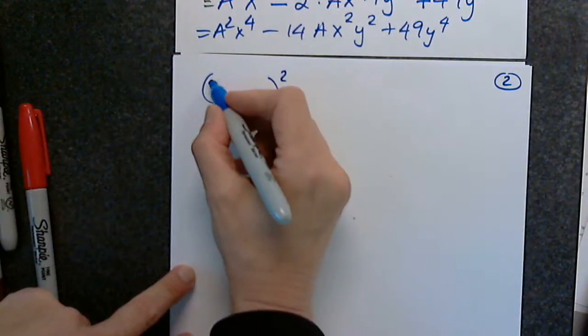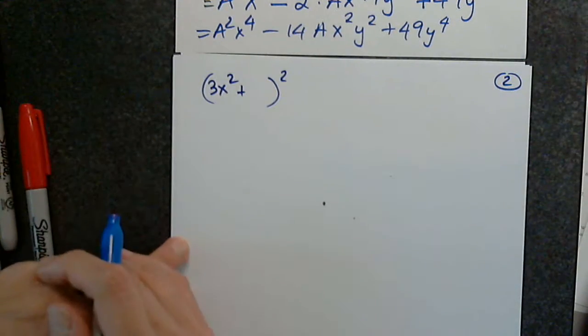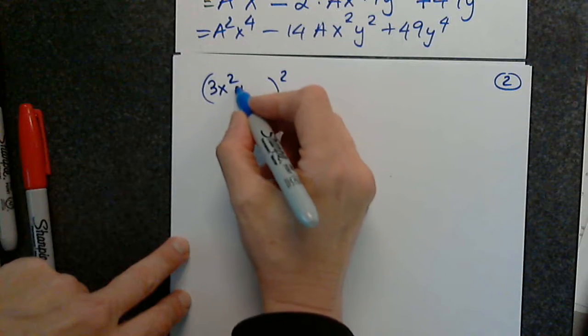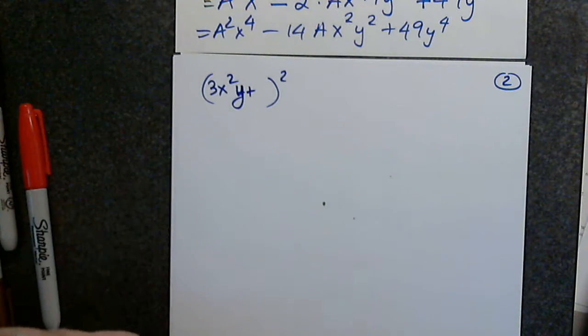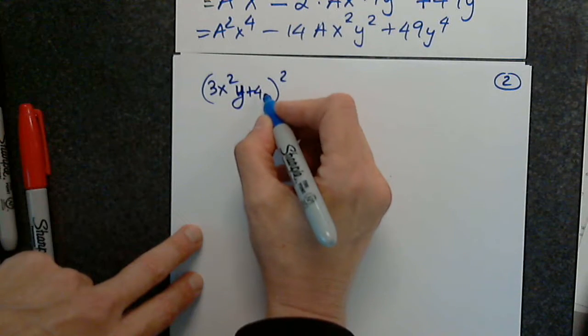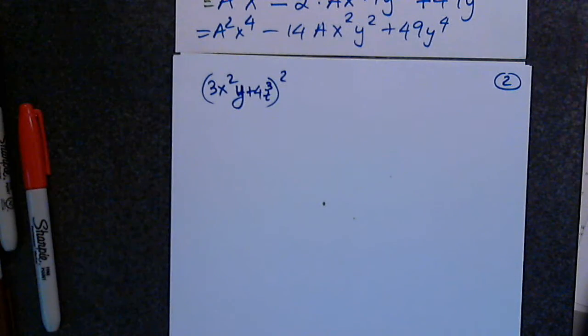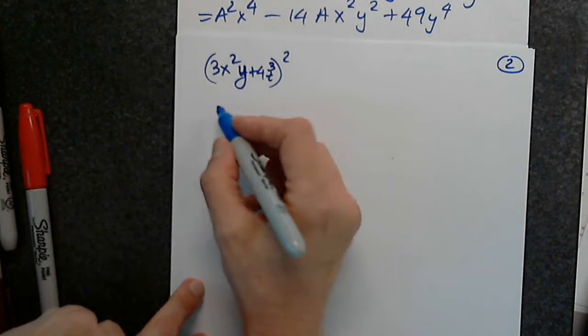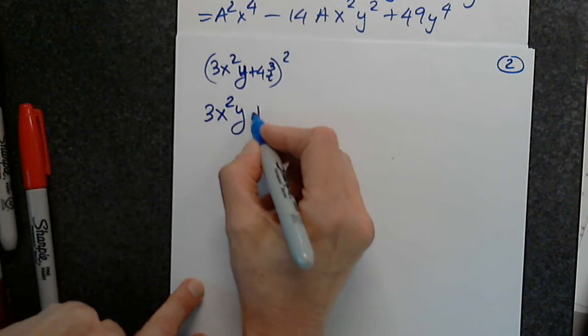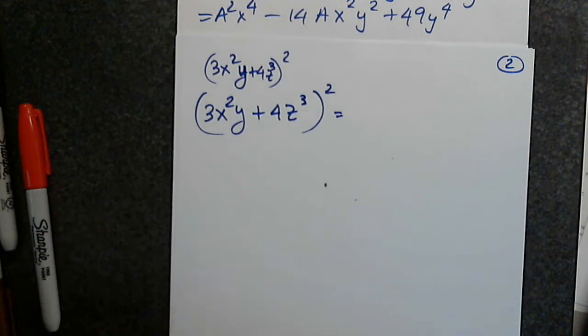3x squared plus. Let's say 3x squared y, because we already had something like that, plus 4z to the third. Let me write it again because it's not very clear. 3x squared y plus 4z to the third, everything squared.